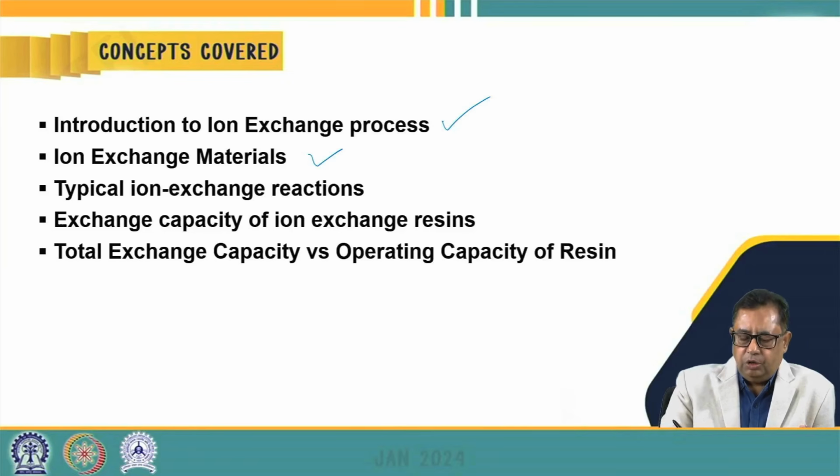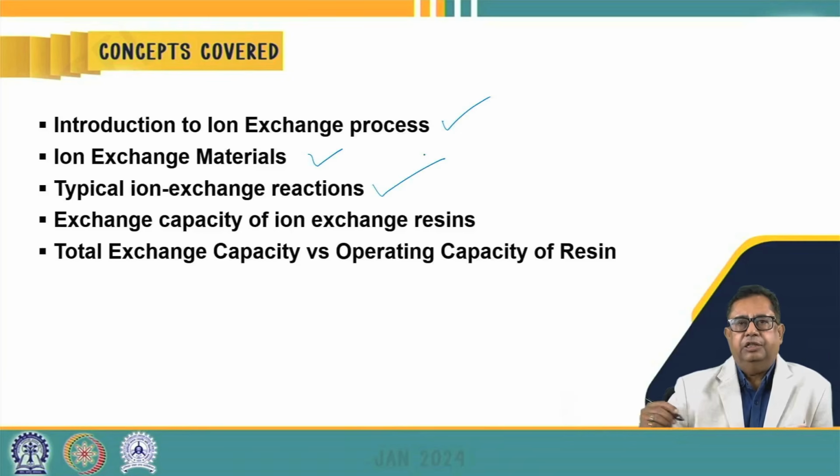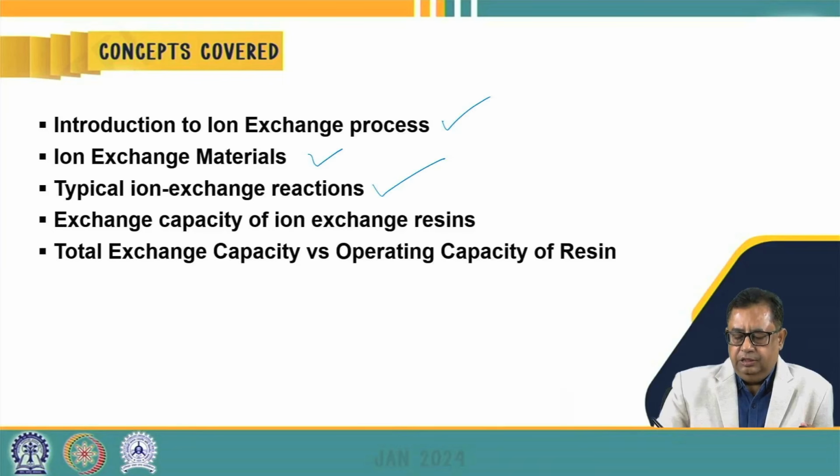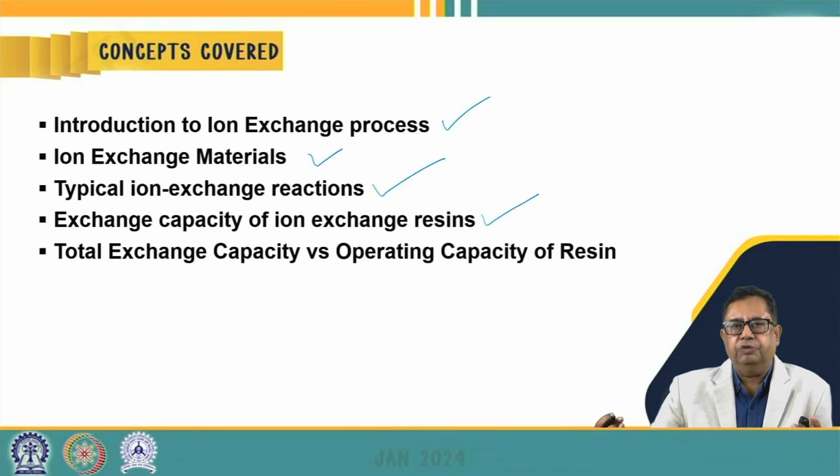Similarly, we will also talk about the typical ion exchange reactions that happen when the ion exchange material comes in contact with the water or wastewater which contains the ions which we want to remove. And after that, we'll talk about the exchange capacity of the ion exchange resins, which is a very important term, in the sense that if we want to design, if we want to find out what amount of resin we require to remove a particular concentration of a certain ion present in the water or wastewater, then what should be the exchange capacity based on which we can decide how much resin we require.